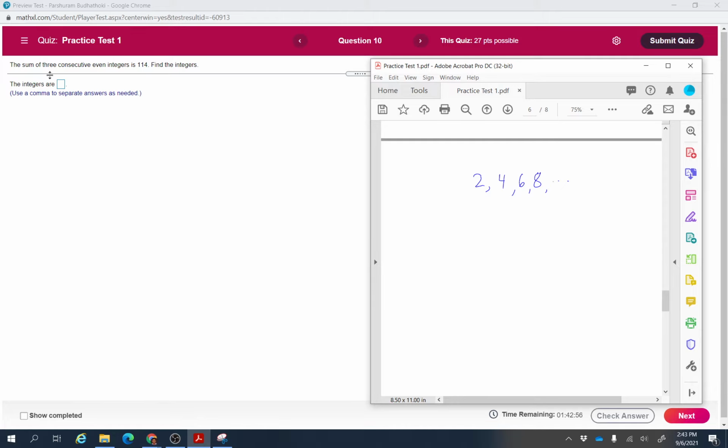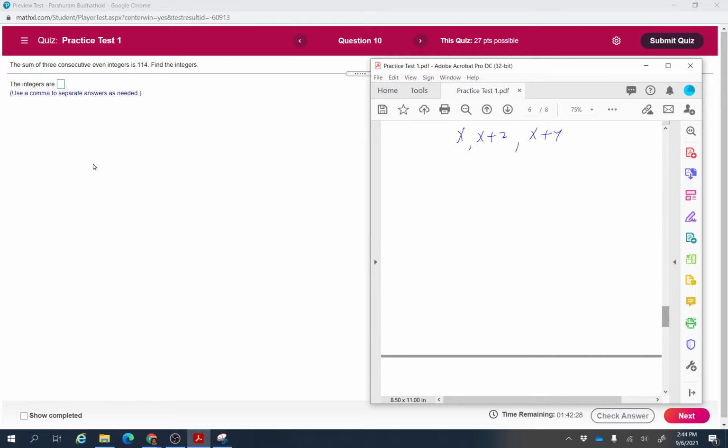So in this problem, to find these three consecutive even numbers, we start with x. Let's say x is the first even number. Then by using the same pattern, the second even number would be x plus 2, and the third even number would be x plus 4. They come together, x and then x plus 2. We need to find these three even numbers, and the given thing here is the sum of these numbers, x plus x plus 2 plus x plus 4. This sum is given as 114. Now we just need to solve for x.